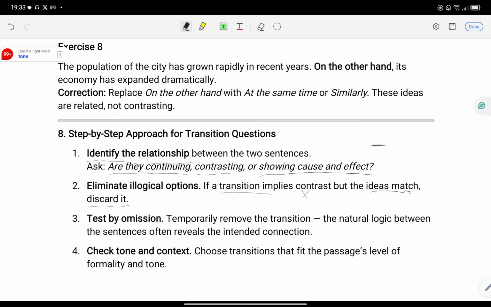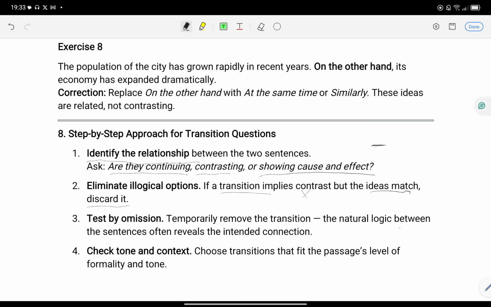Then test by omission. Temporarily remove the transition. The natural logic between the sentences often reveals the intended connection. When you read the two sentences, the two ideas that are connected without the transition in the middle, you'll be able to tell what the relationship is and what transition should fit in there.